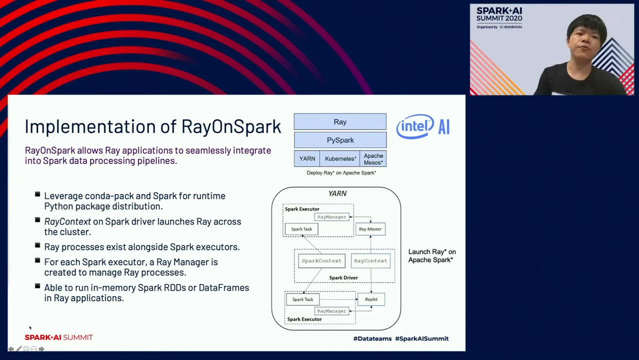Okay, next I will talk about the design implementation details of Ray on Spark. We developed Ray on Spark to allow distributed Ray applications to seamlessly integrate into Spark data processing pipelines. So as the name indicates, Ray on Spark runs Ray on top of PySpark on big data clusters. Here, following discussion, I would take the Yarn cluster as an example, but the same logic can be applied to other clusters, such as the Kubernetes cluster or the Mesos cluster as well.